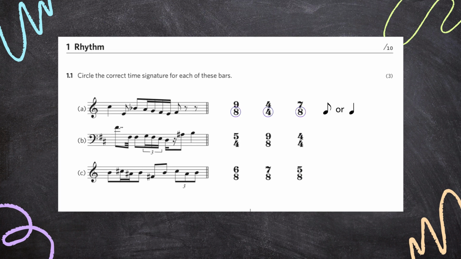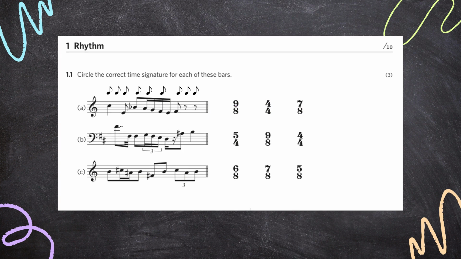Let's try to reorganize the note values into quavers. We then figure out that there are 9 quavers in total. So the answer is 9/8. Question B. The beaming of notes is organized in 4 groups. We can then calculate the value of each group.